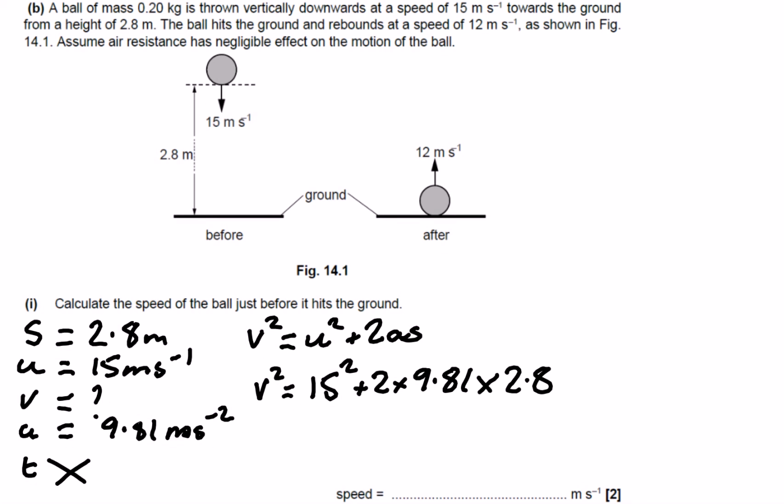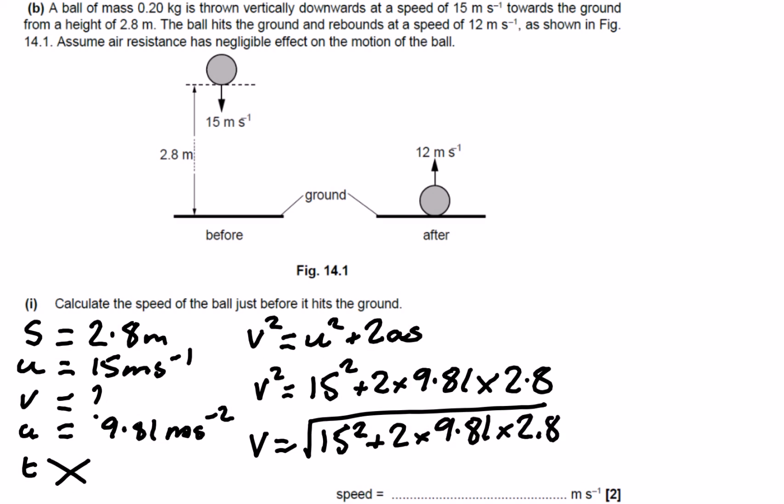And if we then take the square root of all of that, that will tell us our final velocity. So put that into your calculator and you should come out with an answer of 17 meters per second.